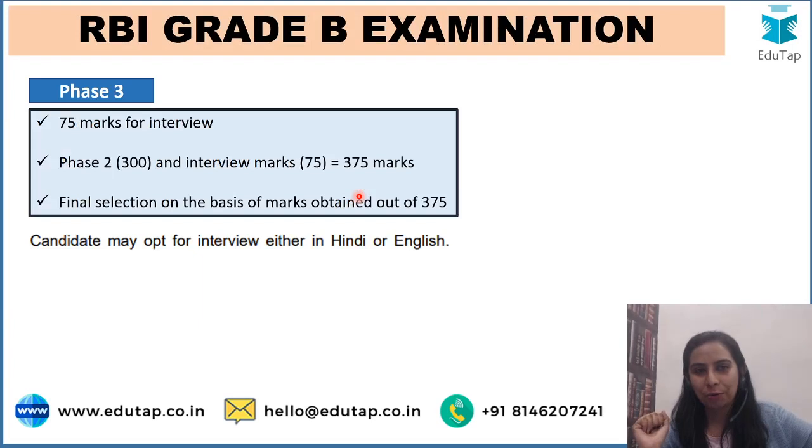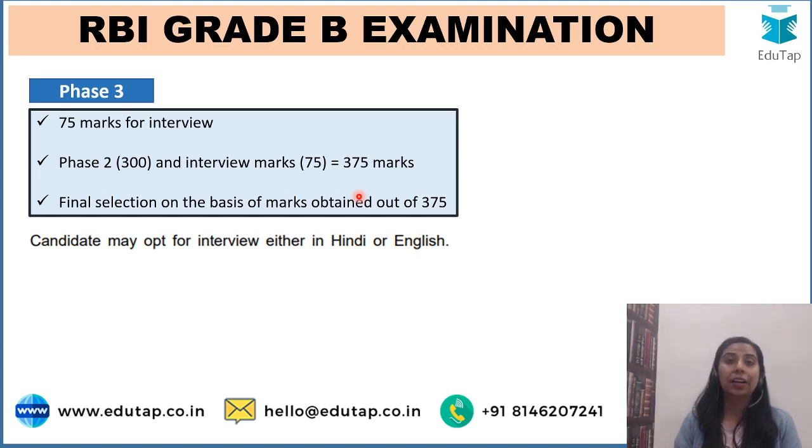Now let's talk about phase 3. Phase 3 is your interview. 75 marks allocated to this particular phase, and your marks for phase 2 and interview are counted together for the final selection. That is 375 marks.